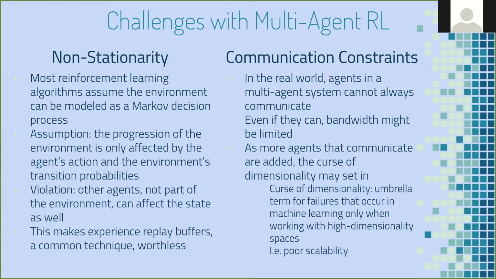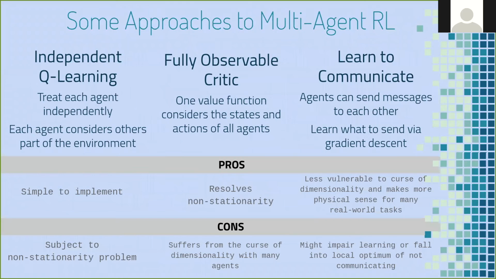It also introduces the problem of communication between agents. As more communicating agents are added, the curse of dimensionality may set in. The curse of dimensionality refers to failures that occur in machine learning only when working with high dimensionality data. Furthermore, agents in a real-life multi-agent system cannot always communicate with unlimited bandwidth.